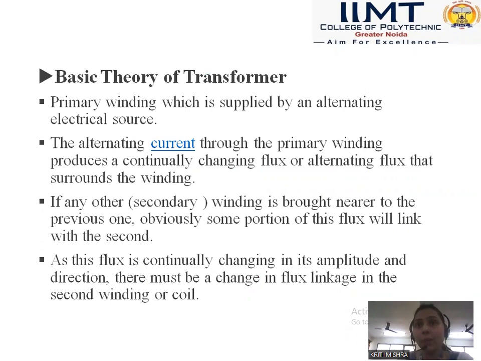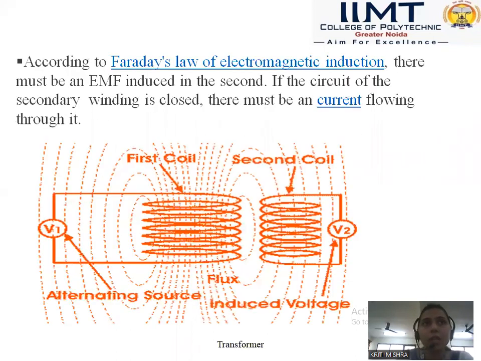If any other secondary winding is brought nearer to the previous one, obviously some portion of this flux will link with the second, and as this flux is continually changing in its amplitude and direction, there must be a change in flux linkage in the secondary winding or coil. Through this diagram, we can easily understand what Faraday's law of electromagnetic induction is explaining. There must be an EMF induced in the second. If the circuit of the secondary winding is closed, there must be a current flowing through it. So this is the basic working principle of transformer.